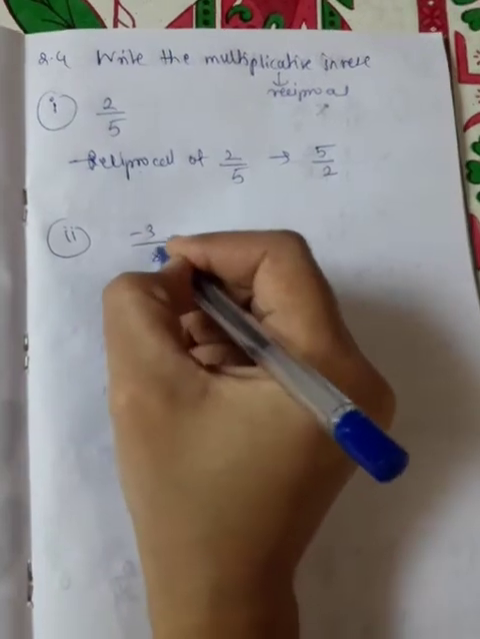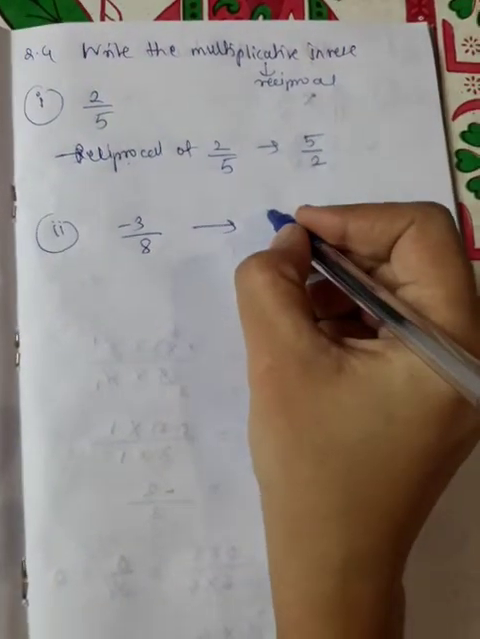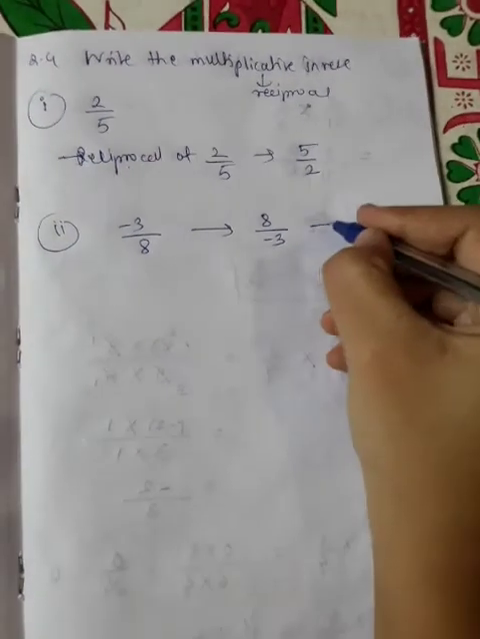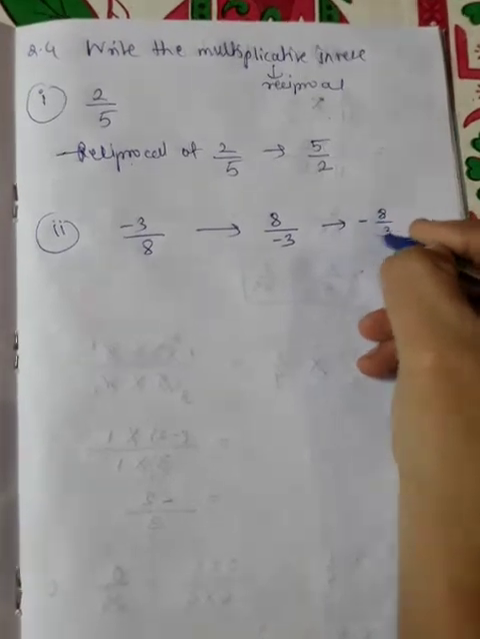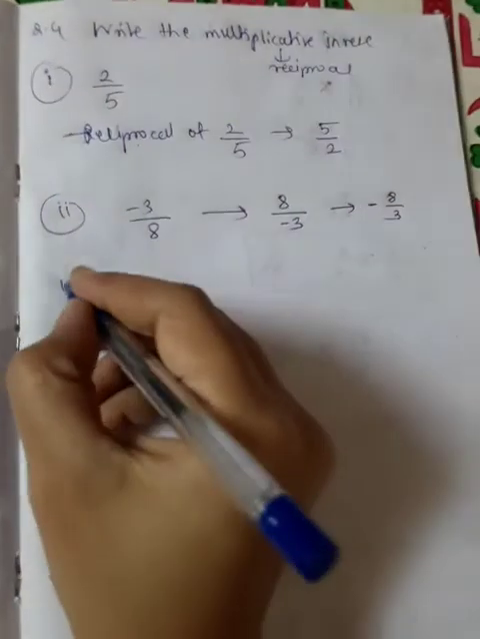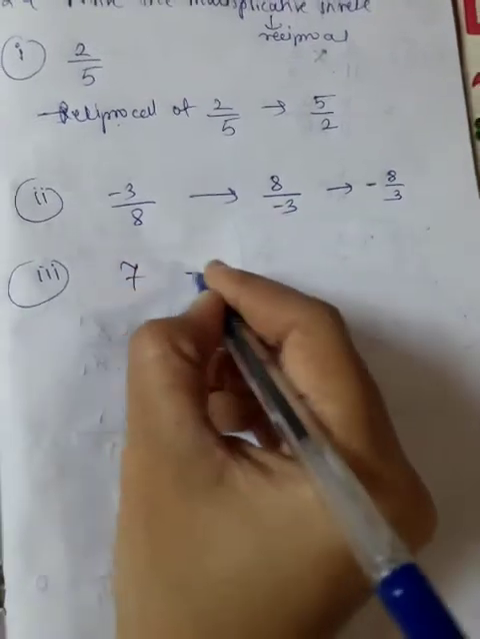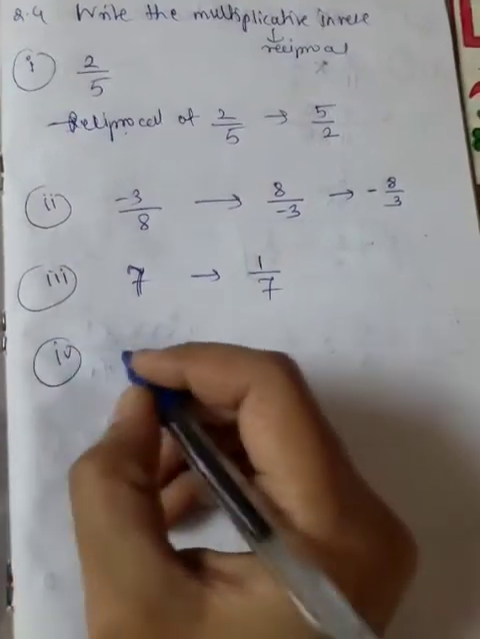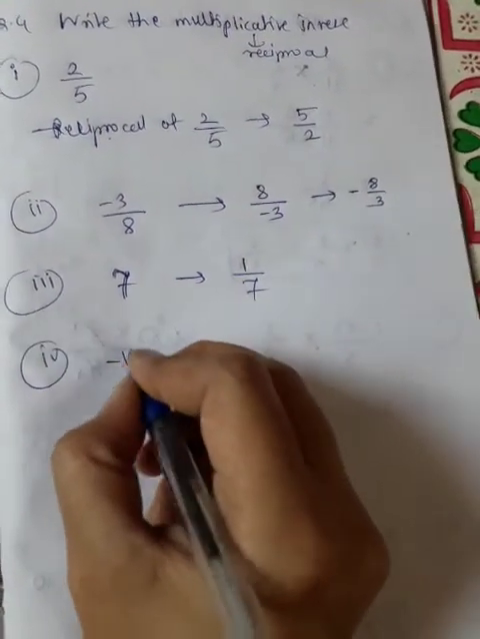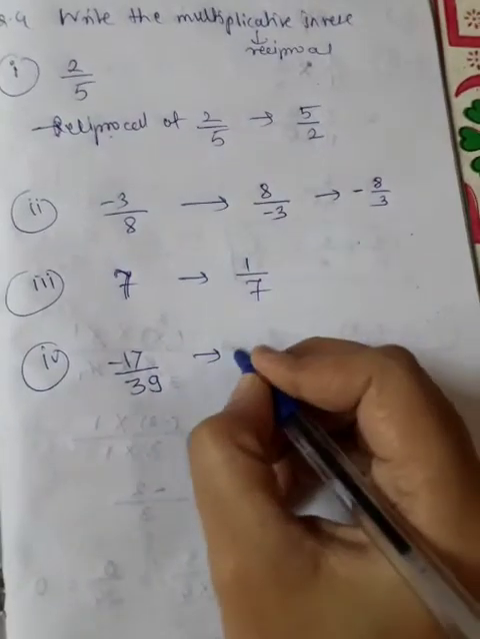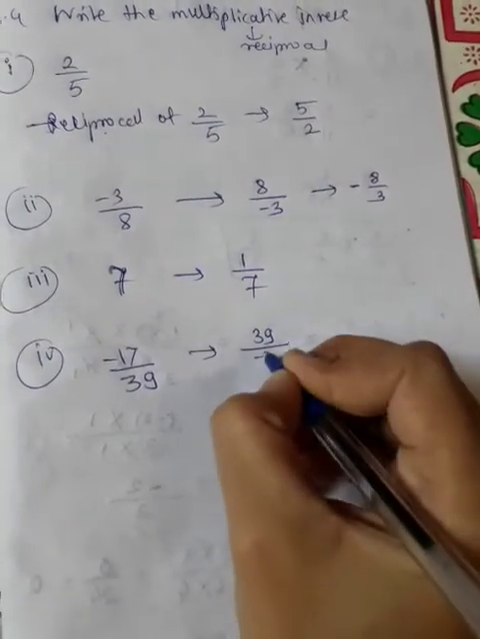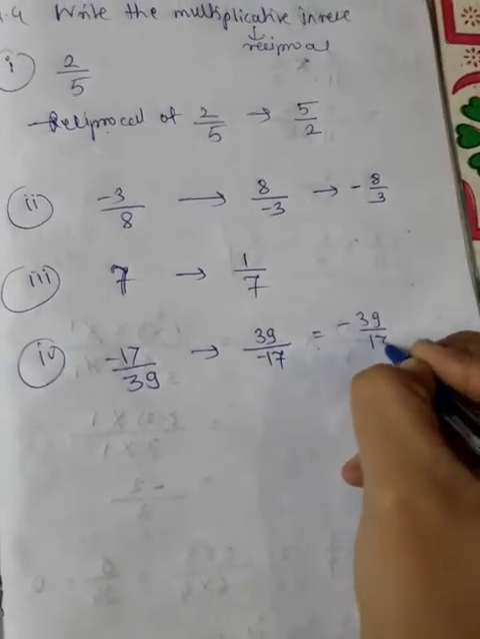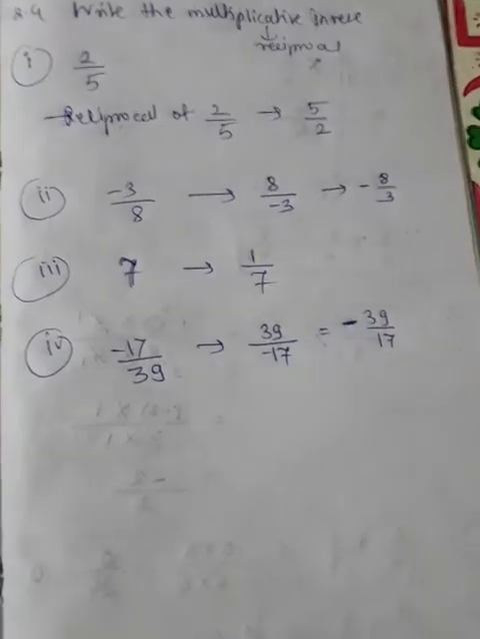Second, minus 3 by 8. So what is the reciprocal of minus 3 by 8? So interchange numerator and denominator, 8 upon minus 3. You can write minus 8 by 3 also. Okay, now what is the reciprocal of 7? Reciprocal of 7 is 1 by 7. What is the reciprocal of minus 17 by 39? So here reciprocal of minus 17 by 39 is 39 by minus 17. You can write minus 39 by 17. Okay, you can take the minus sign outside also.